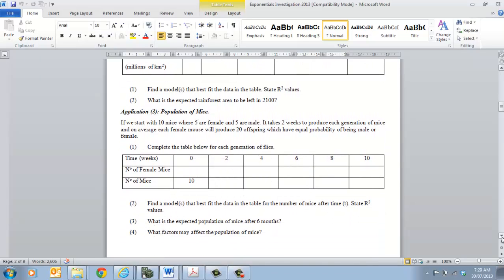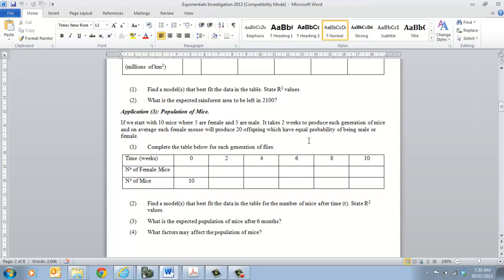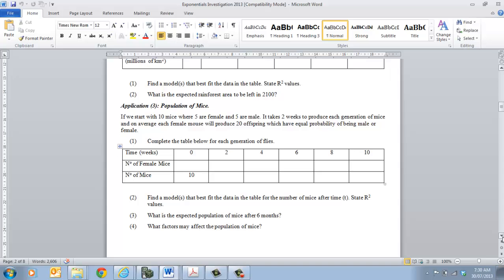Population of mice. Okay, with the population of the mice one, you need to actually come through and try and work out how many mice are going to be in here. So keeping in mind here, we've got this column which is the number of female mice and the number of mice. So if we start with 10 mice, 5 female, 5 male, it takes 2 weeks to produce each generation of mice. On average, a female has 20 offspring, which have equal probability of being male and female. So we'll assume there that you're going to get 10 male and 10 female. With that, obviously female mice can breed very young. So anyway, I'll let you have a go at trying to fill that table out and then modelling that situation.